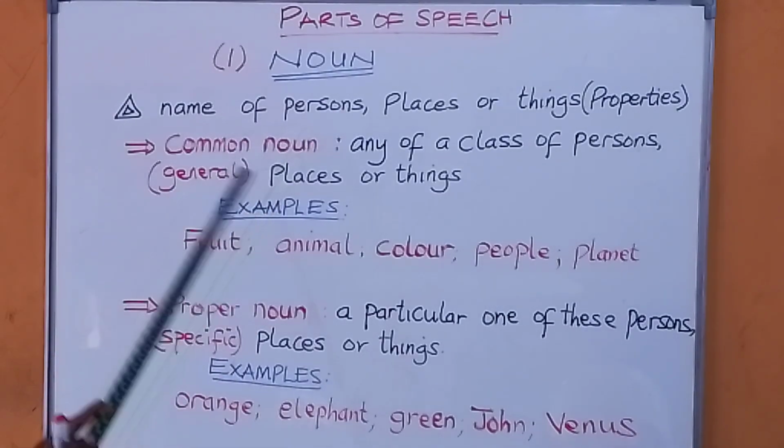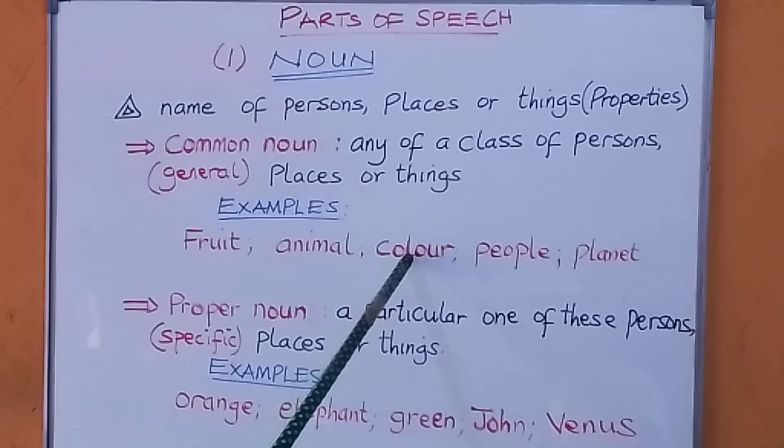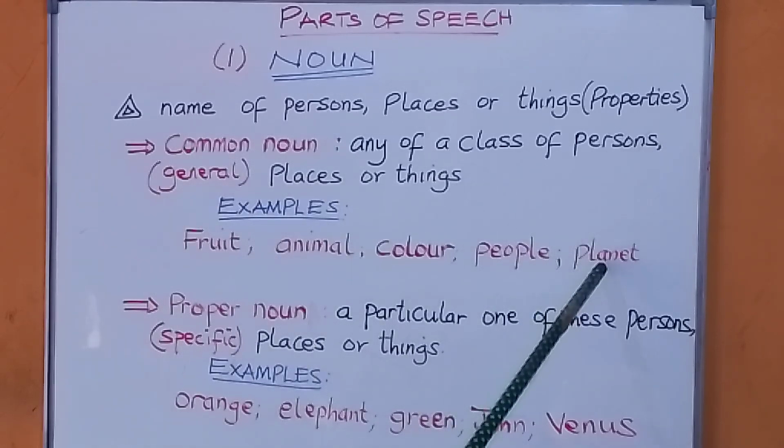If you say animal, that is a common or general name. If you talk about elephant, that's particular, that's proper. Color is the general name, a common name, but if you want a particular name, you can say green. People is a common noun, a general name, but John is a particular name, a proper noun. Planet is a common noun, a general name, but Venus is a particular name, a proper noun.